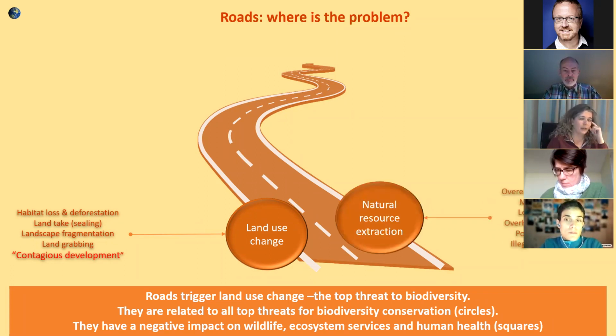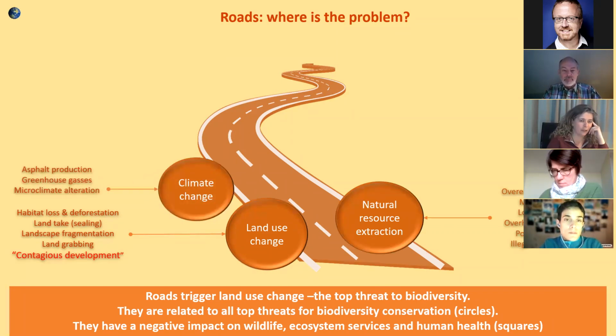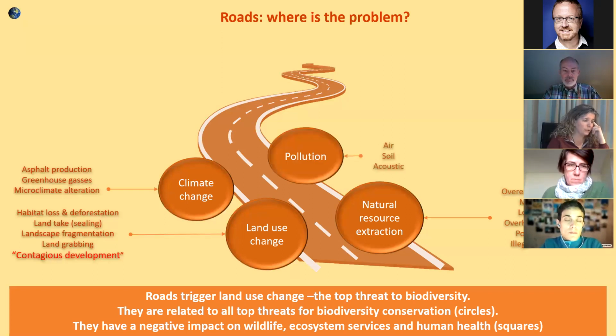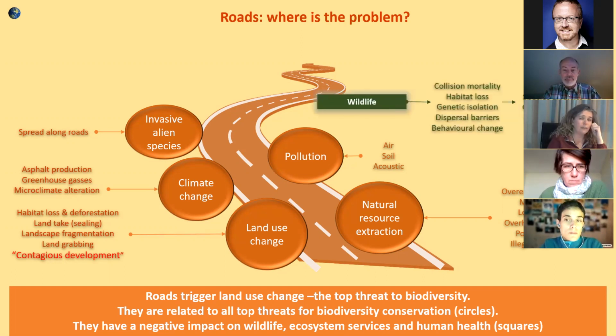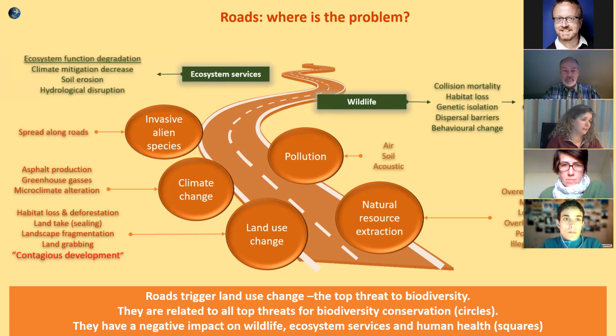The second threat is natural resource extraction, overexploitation, mining, illegal activities, all connected to human footprints penetrating into natural areas. Climate change, of course, through different ways, air, soil, acoustic pollution, invasive alien species spreading along roadsides more quickly. All these have a very negative effect on biodiversity. If I take only wildlife as a case study, we all know what a road means in terms of collision mortality for species, habitat loss, genetic isolation, dispersal barriers, behavioral change, and so on. Most important even is that road sprawl leads to ecosystem function degradation. They are connected to climate mitigation services, to soil erosion, to hydrological disruption, and the list is really long.